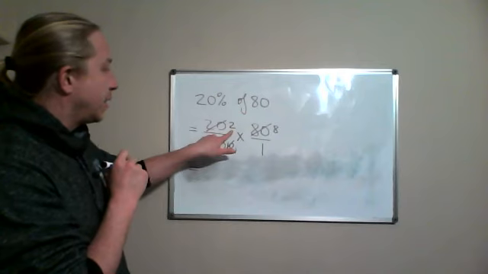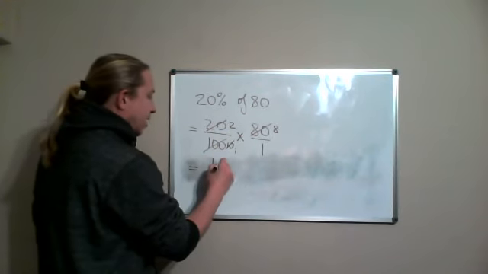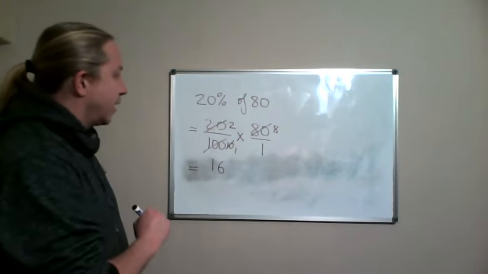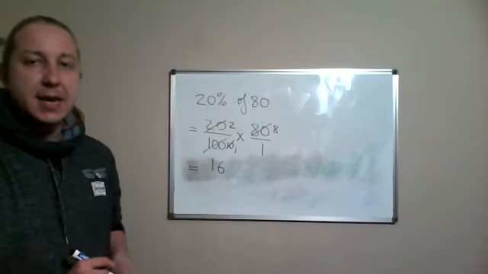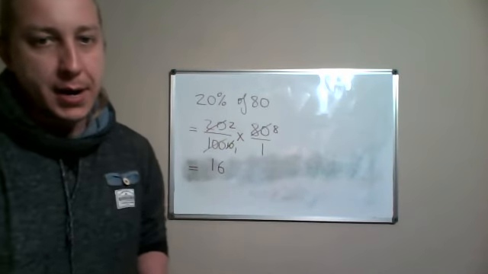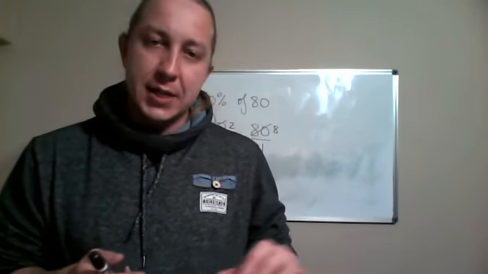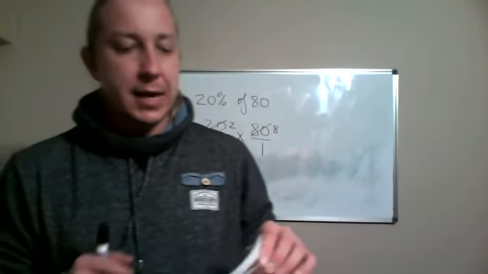So let's multiply the top. 2 times 8 is 16 over 1 times 1 is just 1, so we'll leave it as 16. So 20% of 80 is 16 Rand if we're talking about money. All right, guys, so the rest of the exercise is just the same thing, whichever ones I didn't cover. So have a look at those if you get stuck.